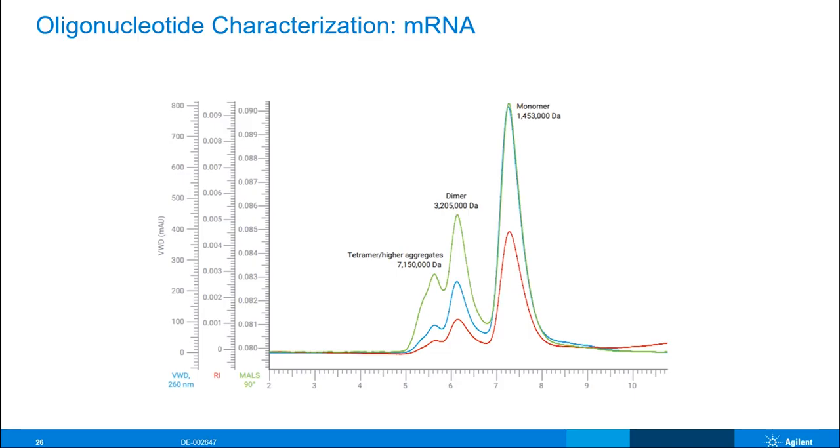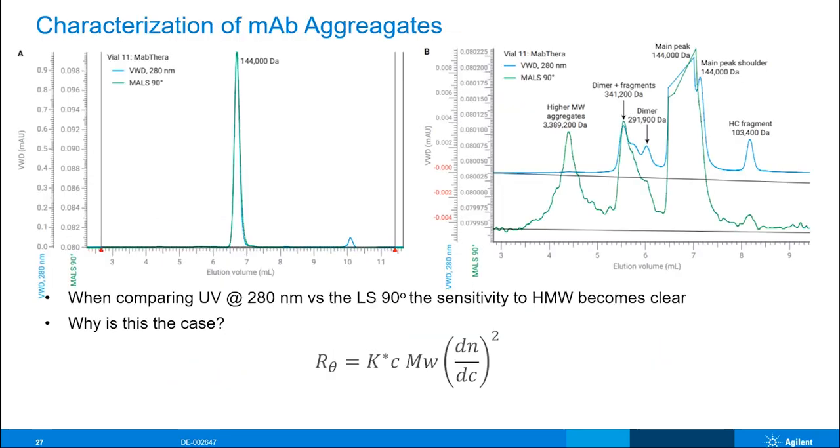Continuing on with this theme of looking at different aggregates, in this case, what we're looking at here is a MabThera mab. So if we look on the left, what we have is a completely unstressed MabThera. We'll see that it has a molecular weight of 144 kilodalton, right around what we would expect. But on the right-hand side now, we have this MabThera, but we've stressed it.